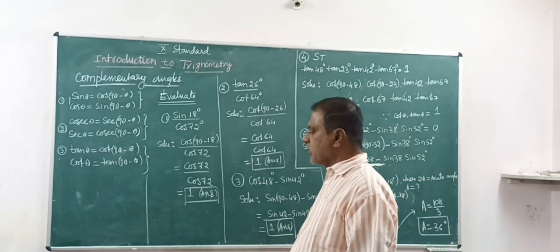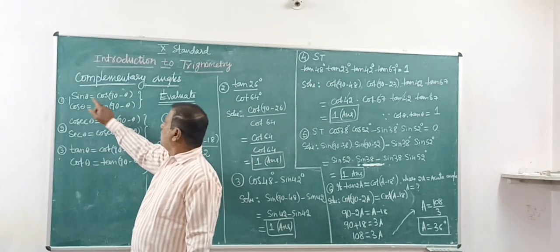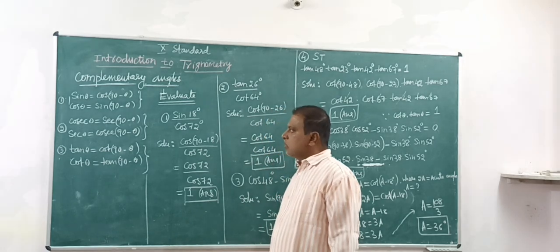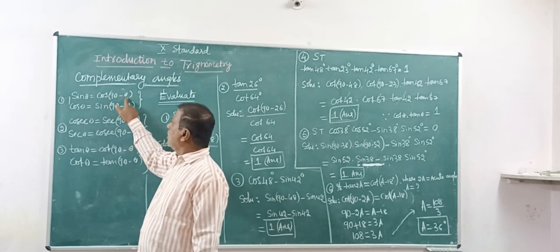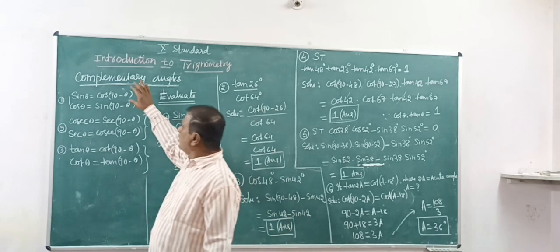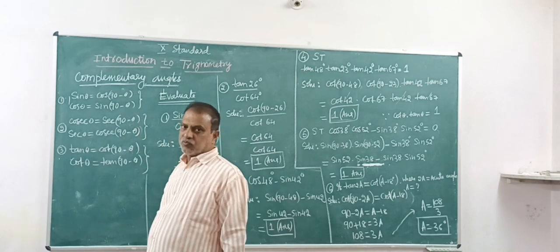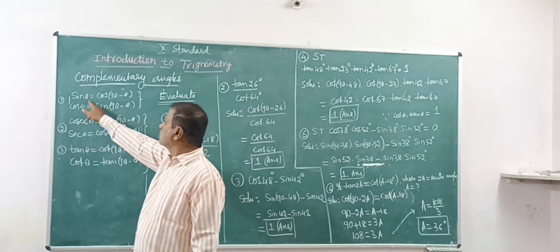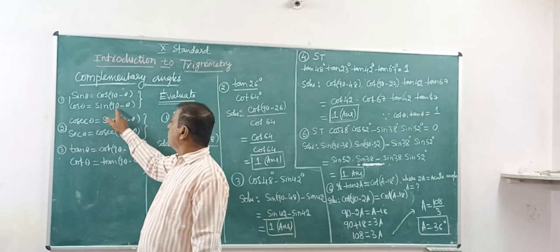About the complementary angles. The angles theta and 90 minus theta are called complementary angles. This is the relation between the trigonometric ratios of those angles. Sin becomes cos, cos becomes sin. Sin theta equals cos of 90 minus theta, or cos theta equals sin of 90 minus theta.